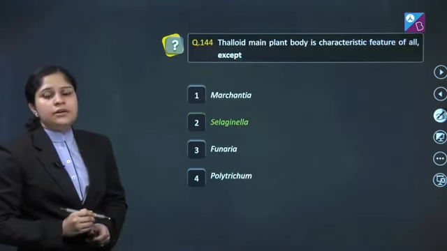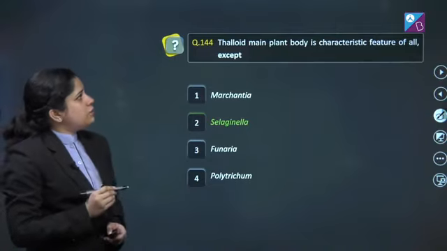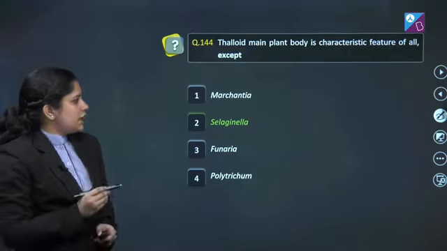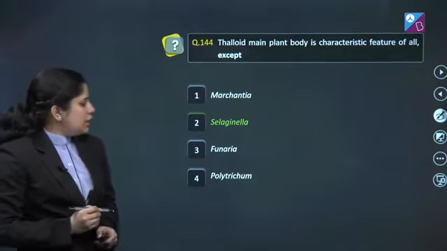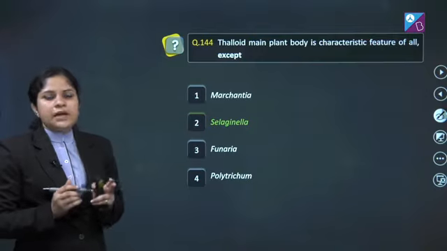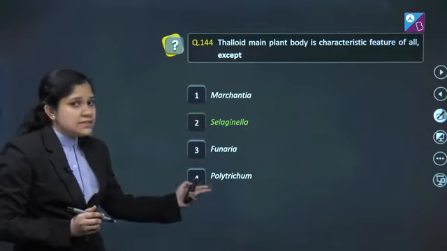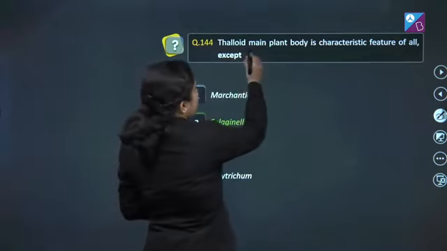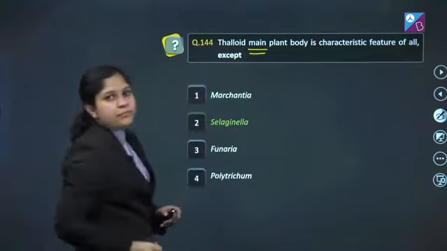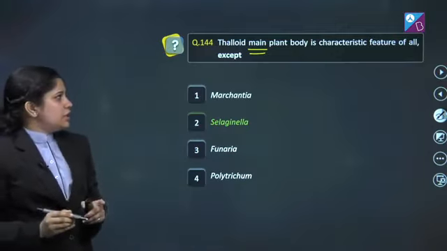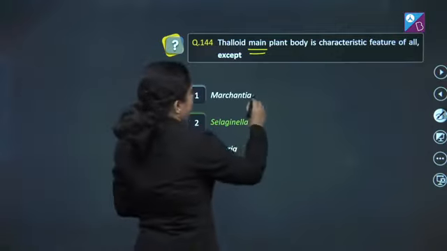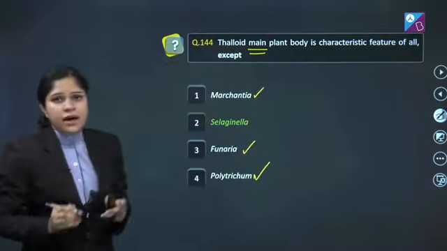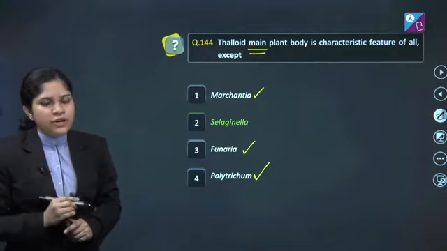Question number 144. Thalloid main plant body is characteristic feature of all except Marchantia, Selaginella, Funaria and Polytrichum. Thalloid plant body is seen in all these 4. However, in the question there is a twist. It's mentioned that thalloid main plant body. So, main plant body is the feature of Marchantia, Funaria and Polytrichum, because here the gametophyte is the dominant phase.